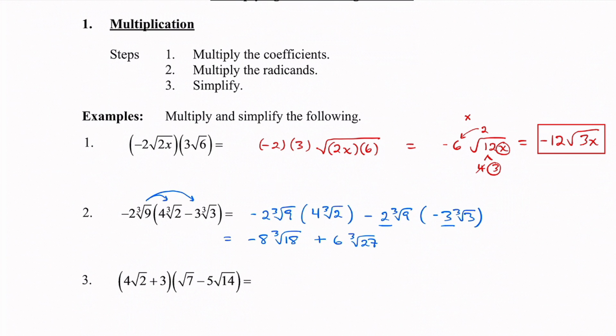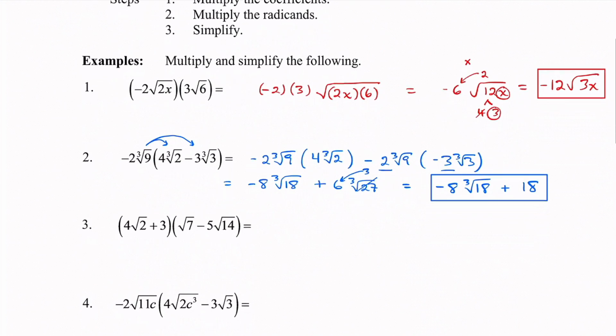Okay, and then last step, see if we can simplify this. So 18, you want to try to break that down into some perfect cubes, but you can't break down 18 into any perfect cubes. For the 27 here, though, the cube root of 27 is actually just equal to 3. So I'm just going to write out the first one. It was -8 times the cube root of 18. And then with the second one, it was plus, and then we had 6 times that 3 there. So that's going to give us 18. So we're done with that one.